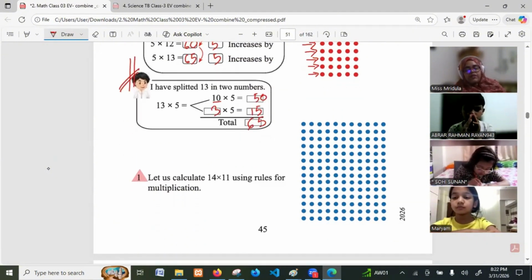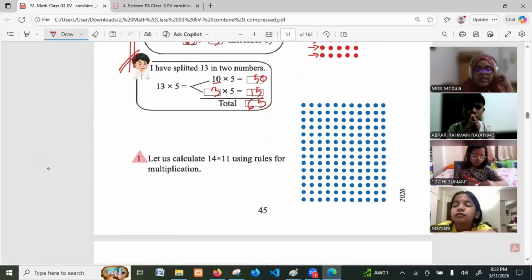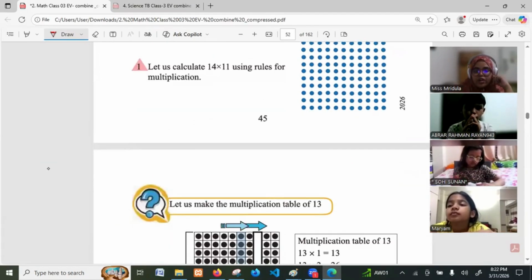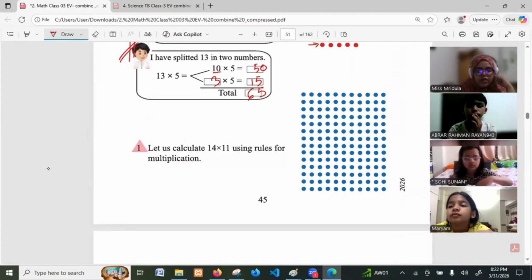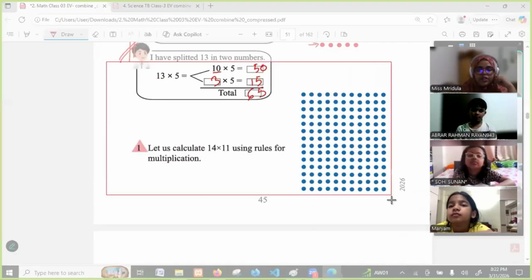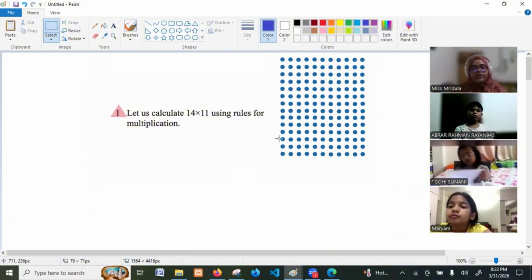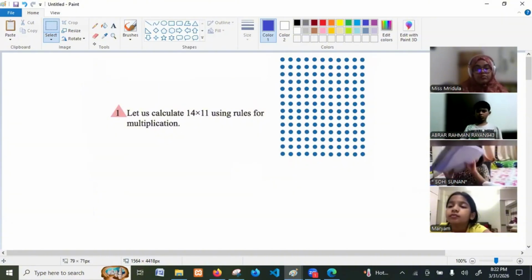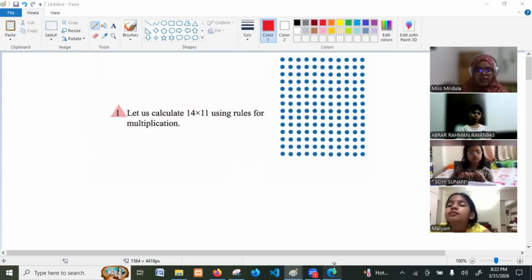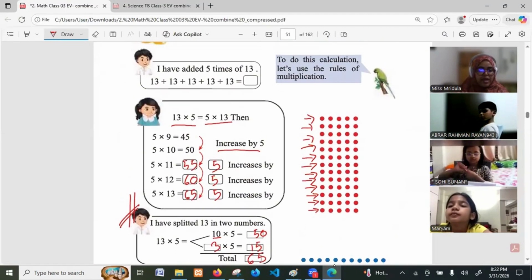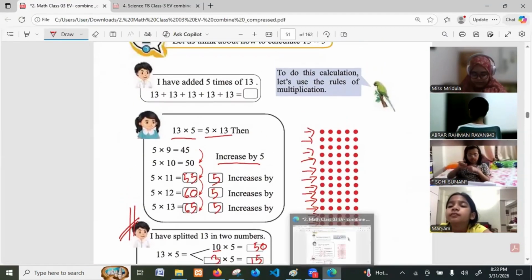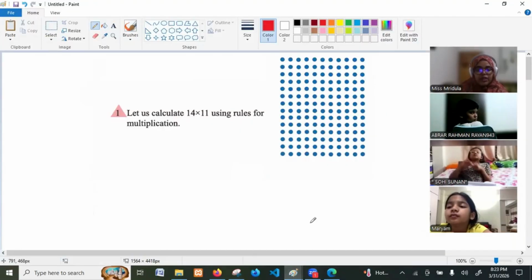Here they have said, let us calculate 14 times 11 using rules for multiplication. We can show them. Let me take this one. We will be showing them that this is also going to follow the mathematical rule. So what have they chosen? They have chosen the multiplier to be changed. So let's do that.